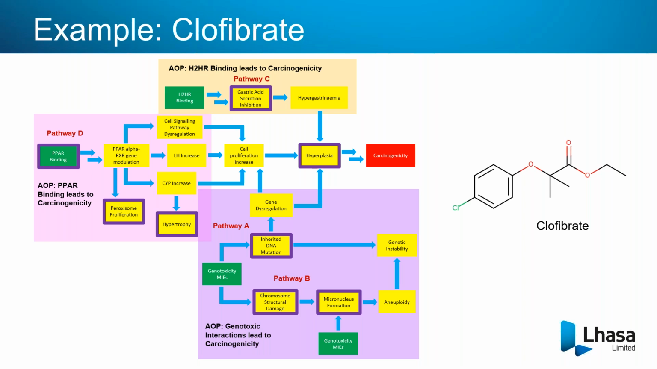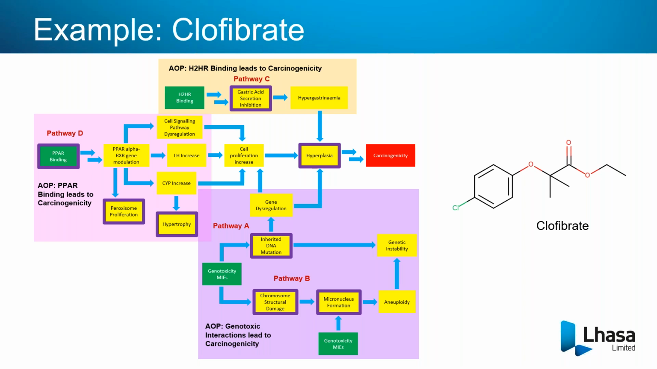So you have your genotoxic interactions, you have your H2HR binding, but then you also have your PPAR binding, and all these lead to the CARC adverse outcome. As a preliminary, evidence has been gathered, and we've associated this evidence with the molecular initiating events and key events on the pathways. You can see where these have been associated by the boxes with purple borders. As you can see, it is organised so it should be easy to make a logical, robust and transparent decision.